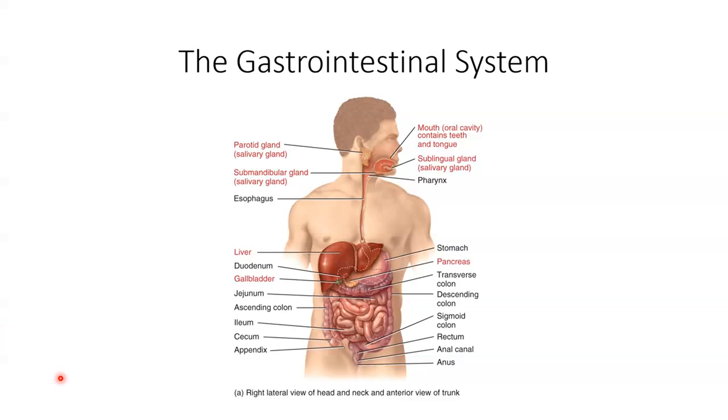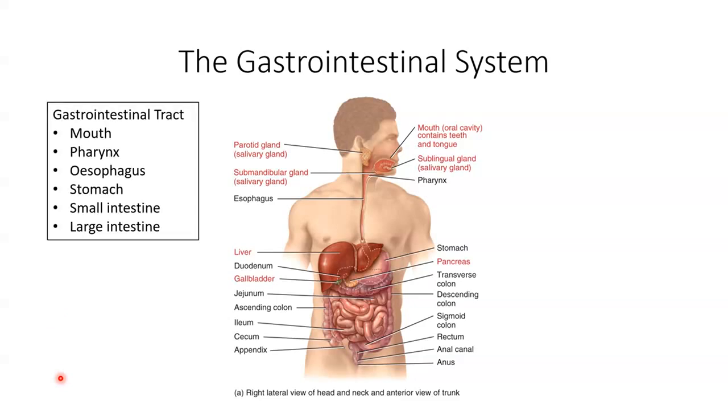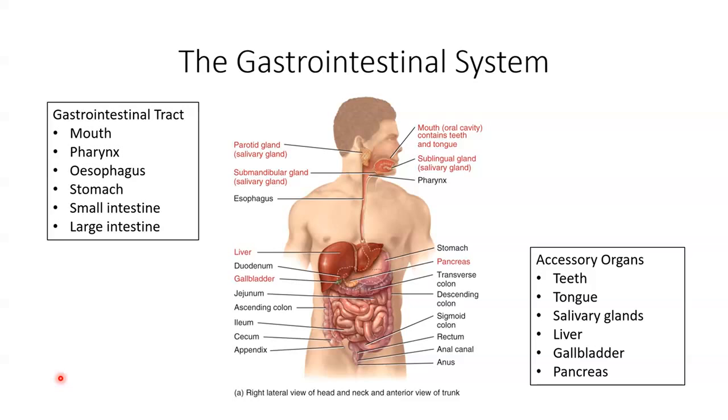So 2 groups of organs make up the gastrointestinal or the digestive system. We have the gastrointestinal tract, which is made up of the mouth, the pharynx, the esophagus, the stomach, the small intestine, and the large intestine. And then the accessory digestive organs, which consist of the teeth, tongue, and salivary glands, as well as the liver, gallbladder, and pancreas. The gastrointestinal tract is a continuous muscular tube that extends all the way from the mouth through the abdominal cavity to the anus.